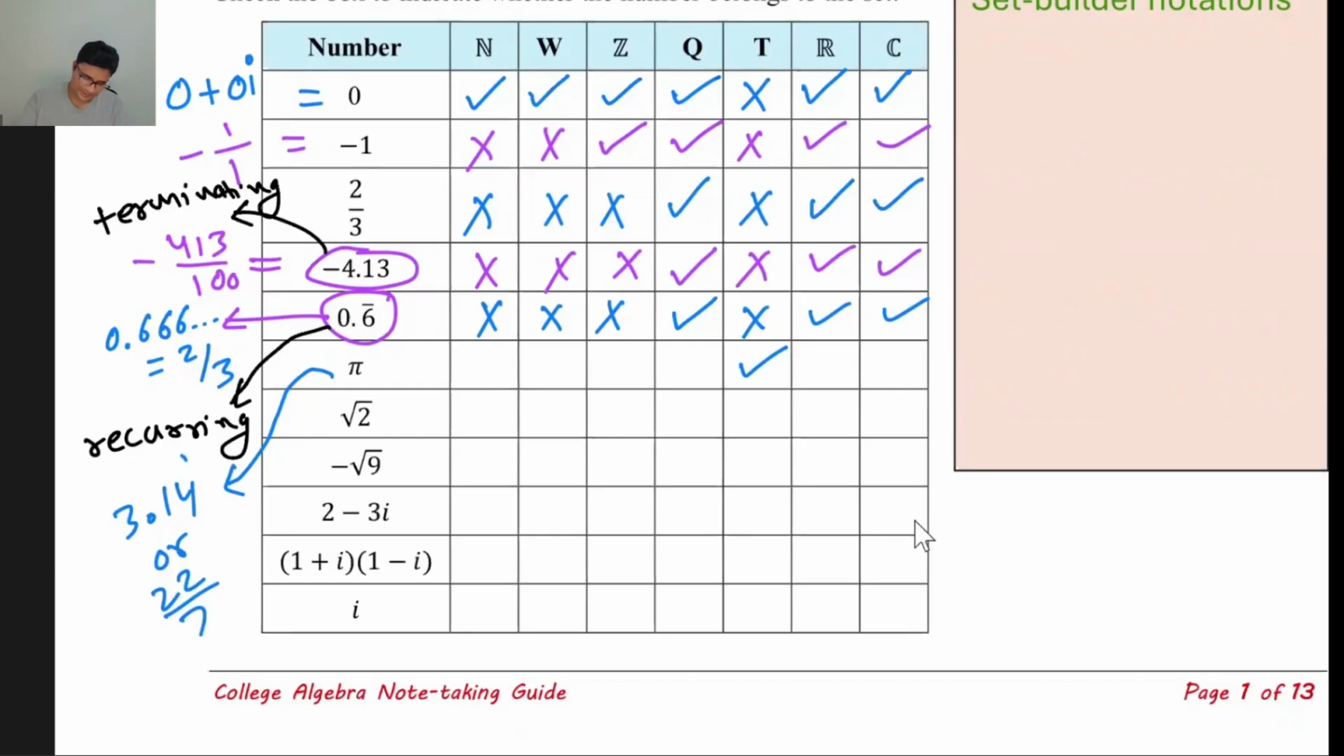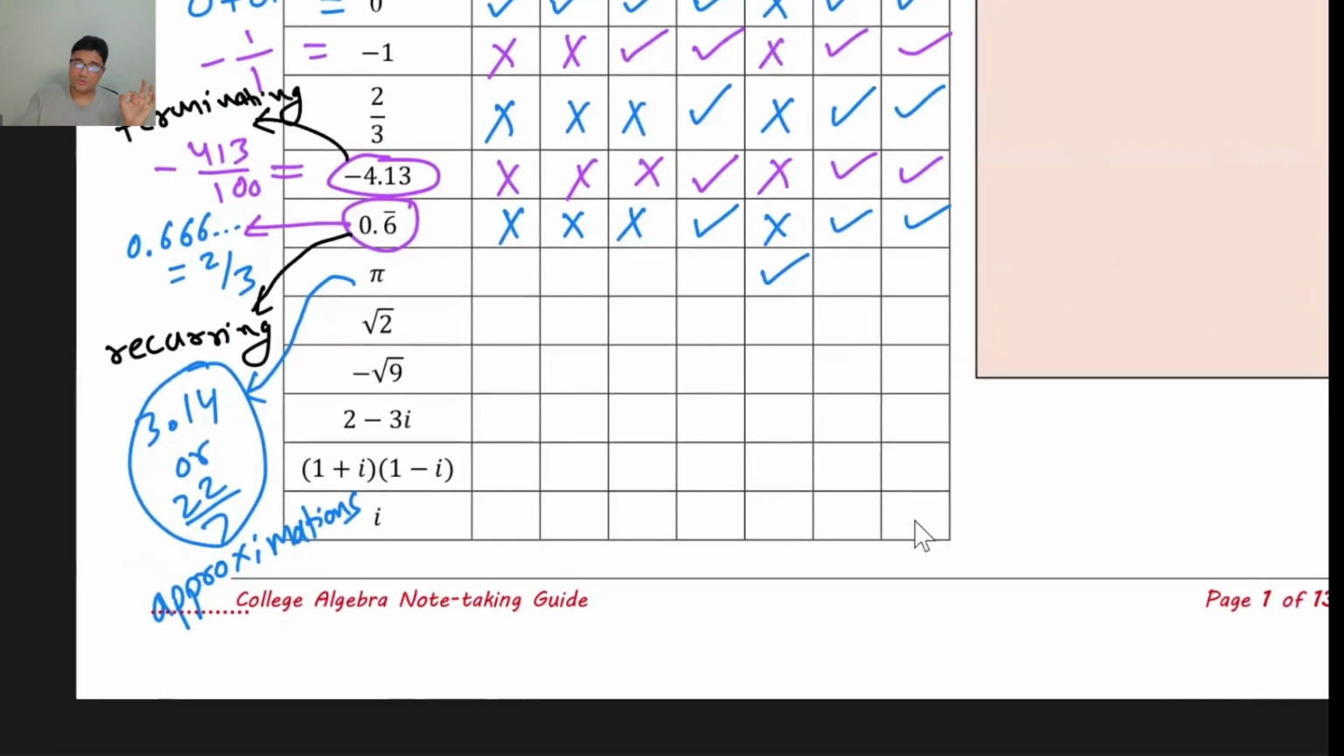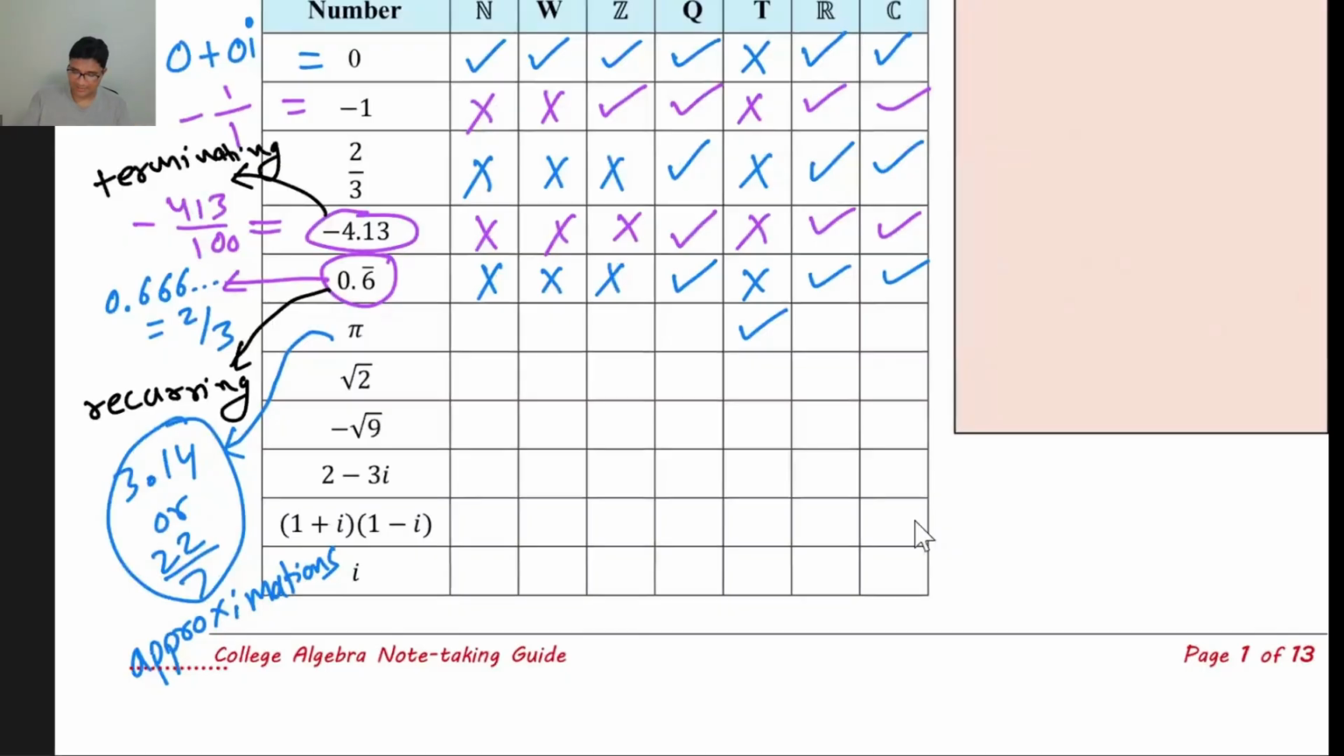The thing is, these are approximations. 3.14 or 22/7 are not exact values of pi. Those are approximate values, near values. The actual value of pi will have many, many more decimals. I think we use that on the next page again. 3.14159 and so on. People have used supercomputers to compute trillions of decimals there.